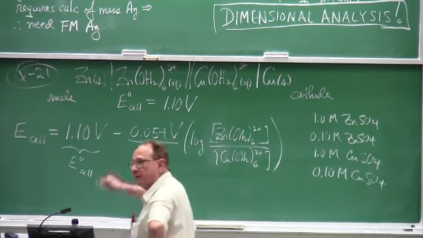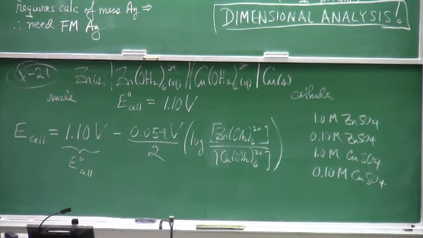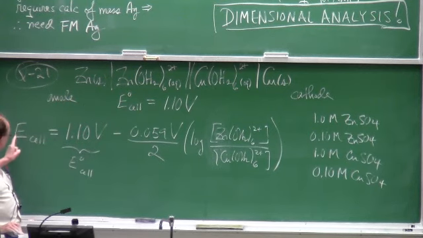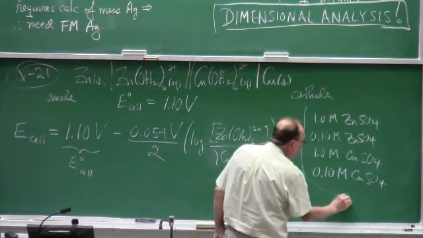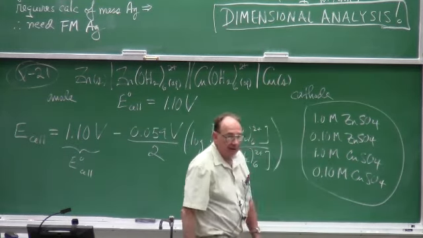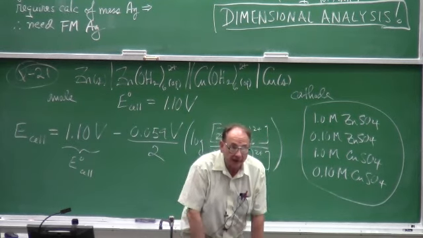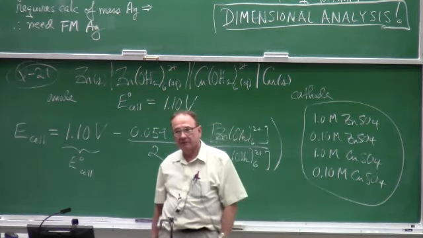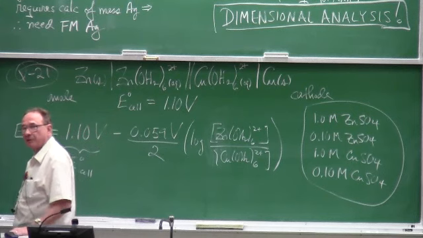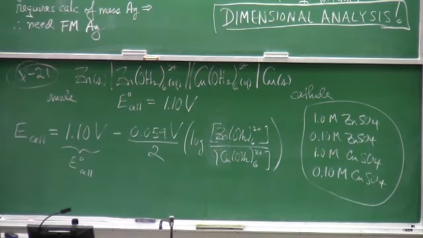To make this cell operate so as to deliver the greatest quantity of usable electrical energy, which means make this cell operate so it has the largest value for E cell, which of these solutions do you wish to use? And how will you use these solutions? In other words, will they be placed in the anode half-cell compartment or the cathode half-cell compartment? There's your choices. Which solutions do you use, and in which cell compartment are they to be placed?